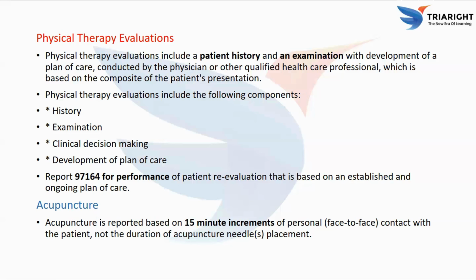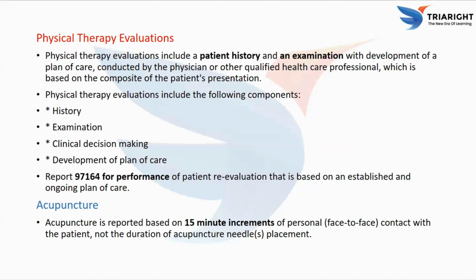The provider must be physically present with the patient. For example, for 15 minutes, it is 1 unit. For 30 minutes, it is 2 units. So if the provider leaves the room, that time does not count. So what are the common coding mistakes with physical therapy evaluation and acupuncture? So in physical therapy evaluation, the common mistake is missing plan of care, using re-evaluation code without a change in the condition. Next, coming to acupuncture, counting the needle retention time, billing by number of needles, and billing time when the provider is not present.